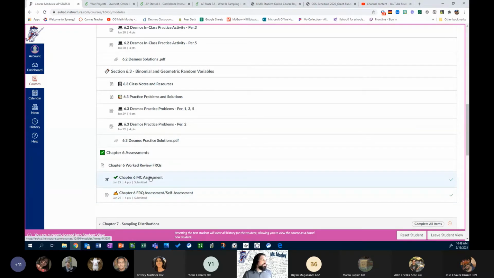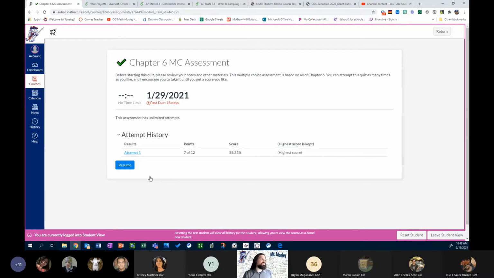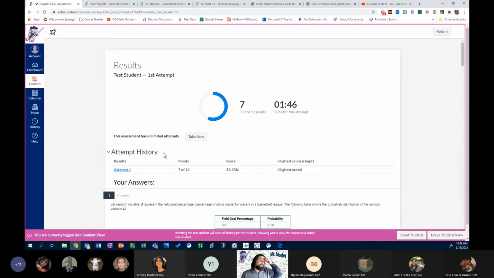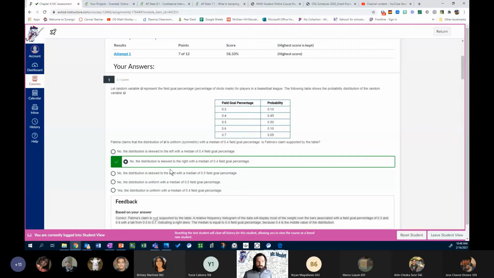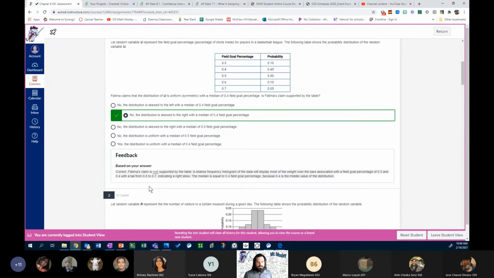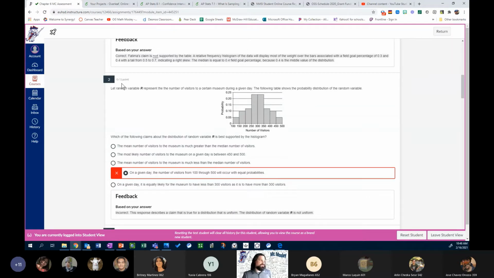So I just want to show you guys, if you've taken the multiple choice quiz, and this goes for the Chapter 6 and Chapter 7, any of them, right? When you go back into the assessment after you've done it, it will show your attempt history. If I click on attempt number 1, which is the only attempt for my test student here, it will actually go through and show each question, what you selected, whether it was correct, whether it was wrong, and feedback based on your answer. All of the questions are set up this way. So you can see like the test student on question number 2 got that wrong.